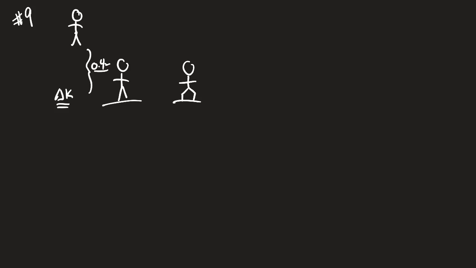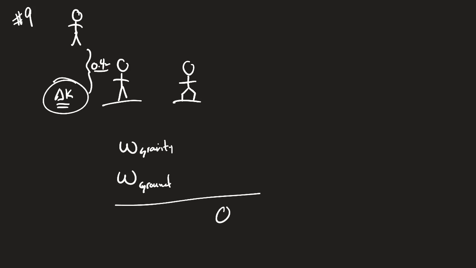So the kinetic energy they have is going to be brought to zero because the ground is going to stop them. So there's the work done by gravity to accelerate them to the ground, and then the work done by the ground to bring them to rest. So the net work on the person is zero because they started at rest and ended at rest. Fair enough?